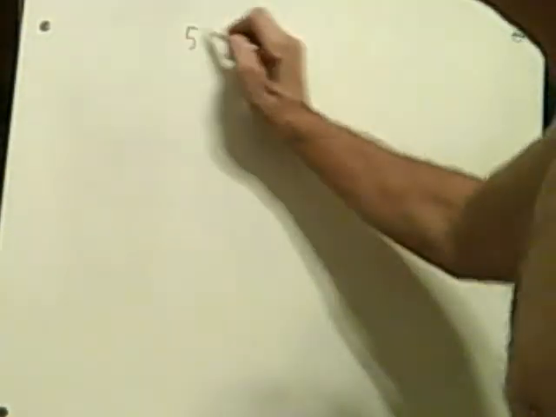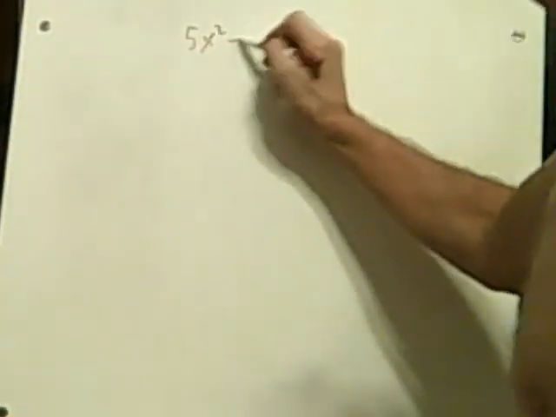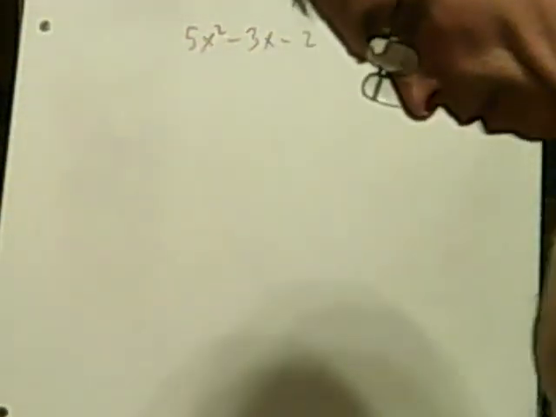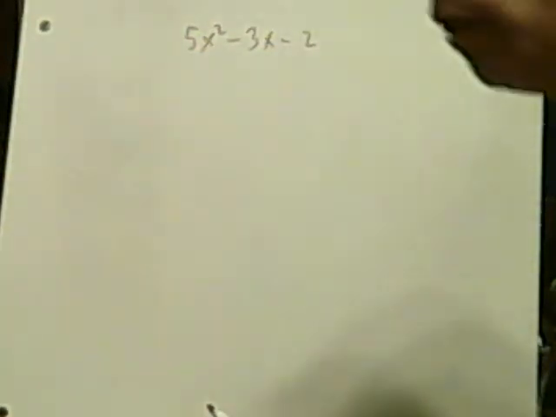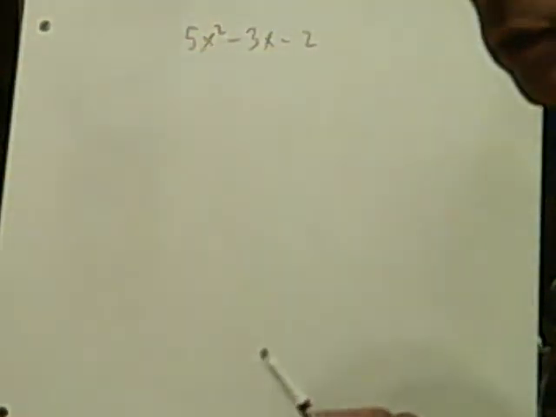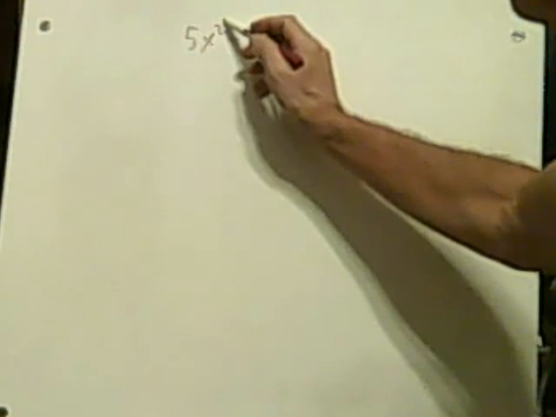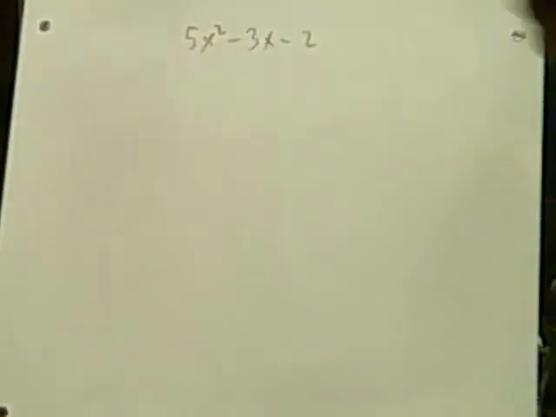The next problem is 5x squared minus 3x minus 2. This is a trinomial because there are 3 terms. And this has degree 2, also called a second order trinomial, because the term with the highest degree is 5x squared, and the degree is 2. So this is called a second degree or second order trinomial. It could also simply be called a polynomial.